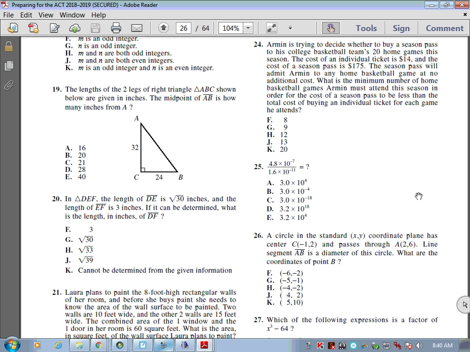Armin is trying to decide whether to buy a season pass for his college basketball team's 20 home games this season. The cost of an individual ticket is $14. The cost of a season pass is $175. The season pass will admit Armin to any home basketball game at no additional cost. What's the minimum number of home basketball games Armin must attend? So we're going to get 175 equals 14x. So just take 175 divided by 14. What does that come out to?